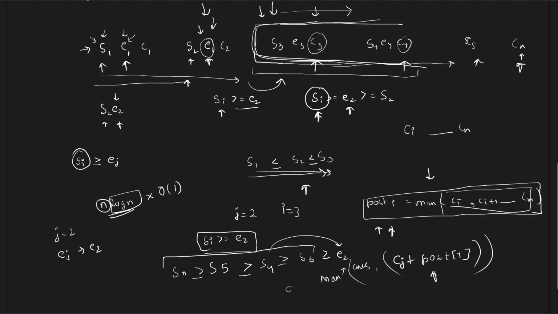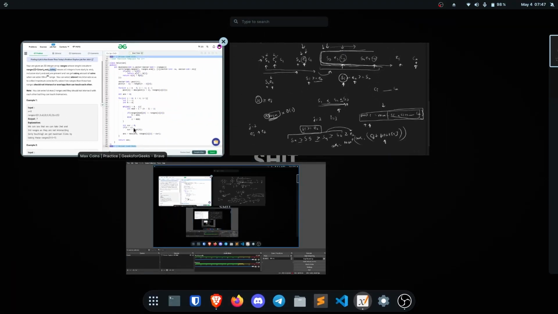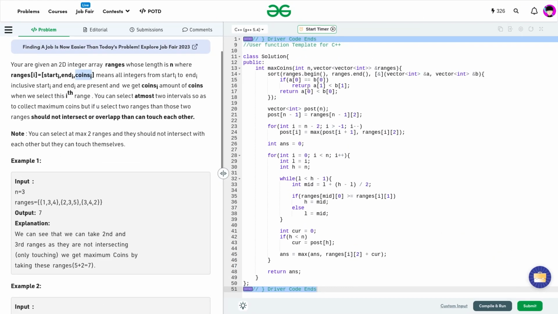Right. So this is how I compute my answer. So answer will be updated like this. So let me just show you the code now for this particular problem. What I have done is I have initially sorted all the ranges. So this is the ranges.begin and ranges.end.